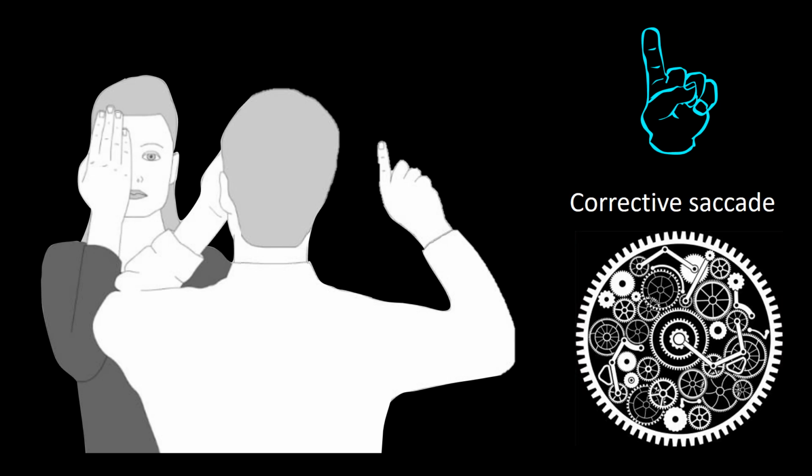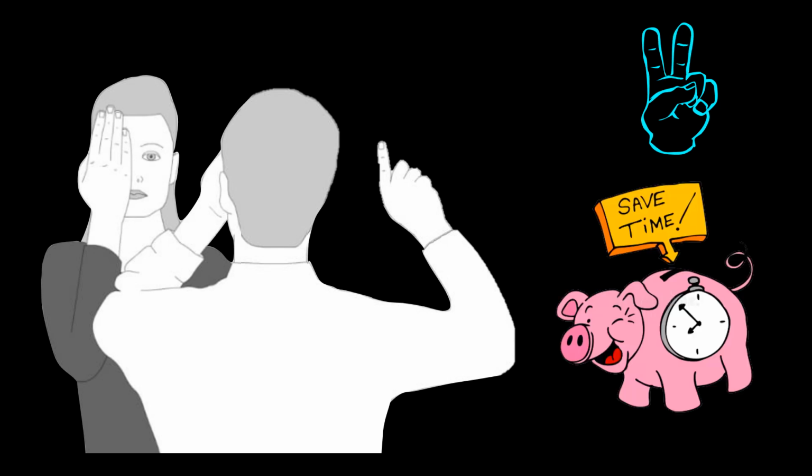This is so for two reasons. The first one is that full extraocular motility establishes the relative integrity of the mechanism that produces corrective saccades. And the second reason is time efficiency.